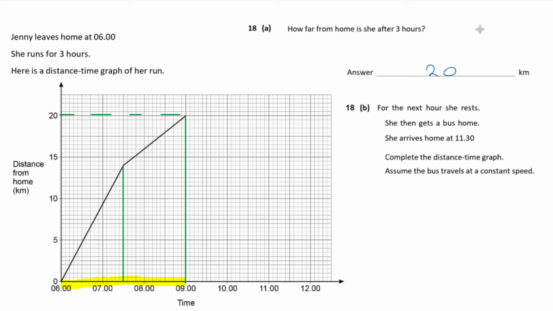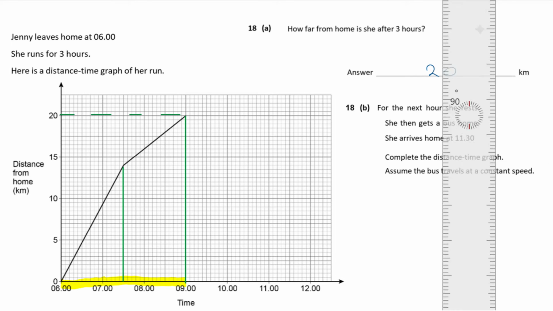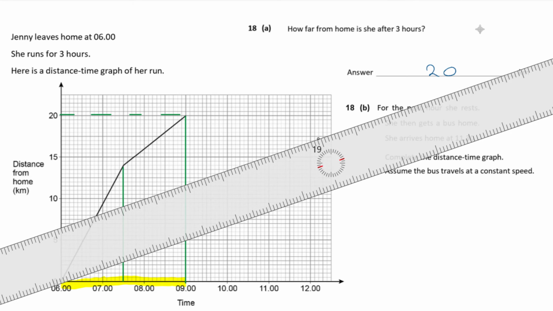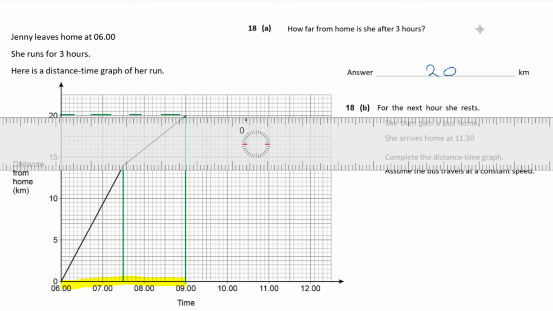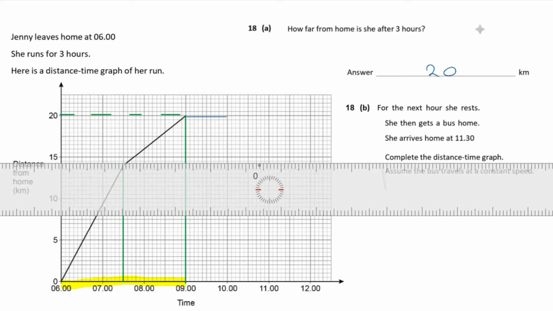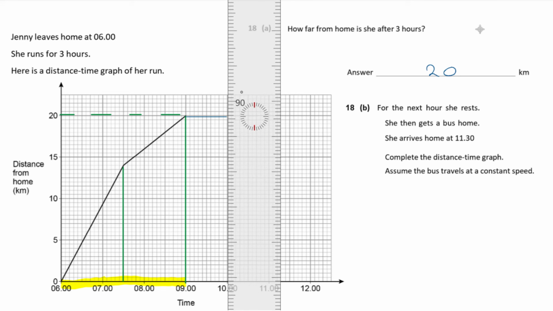And then she gets to this 9 o'clock part here where she's 20 kilometers from home, and then she has a rest for 1 hour. Now if she's resting, she isn't moving, so she's going to flatline there, isn't she? She's not going to get any further away from home or any closer. She's just going to stay at that same point for an hour. So that would take us up to 10 o'clock, wouldn't it? So it's just going to be a flat line between 9 and 10. And so that's our third phase of the journey, stage 3, where she's just resting.